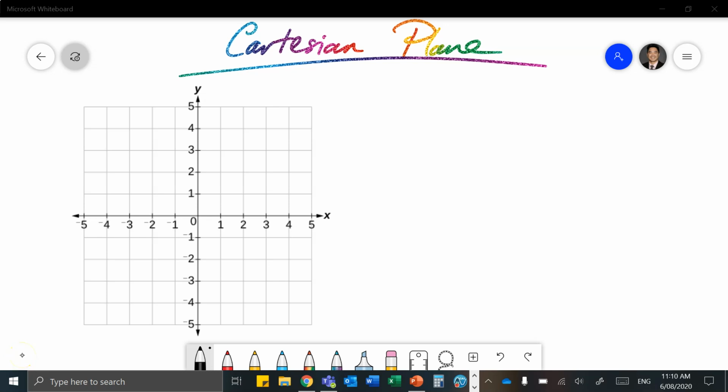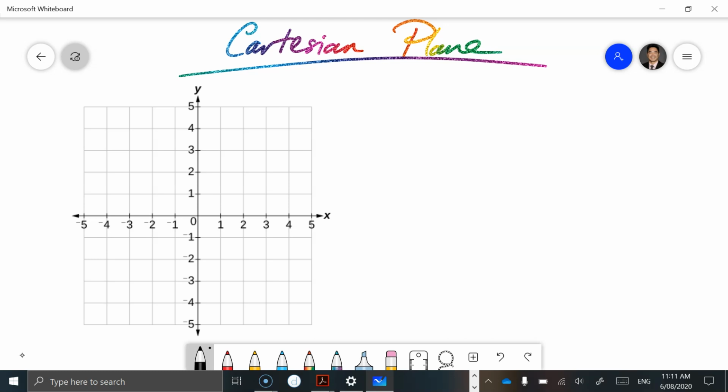Hey guys, we're looking at linear graphs, straight line graphs in this chapter. We're going to kick off with the Cartesian plane. You may have seen this last year. We have, I guess, kind of your coordinates grid. And the first thing that I want you to know is that the middle is the origin.